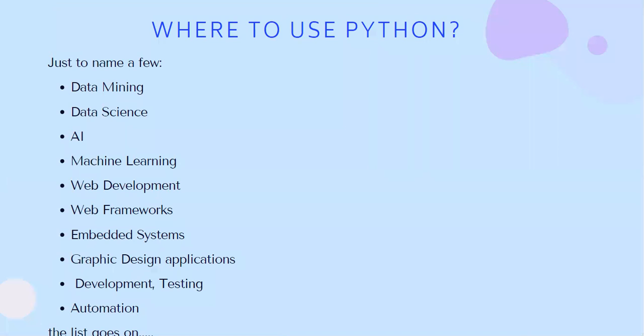So where to use Python? Now we are talking about the domains, or basically the use cases of Python. You can use Python in data mining. You can use Python in data science. And we must have heard that Python is for data science, right? And then AI, artificial intelligence, machine learning, web development, web frameworks, embedded systems, graphic design applications, development testing, and automation. And the list goes on.